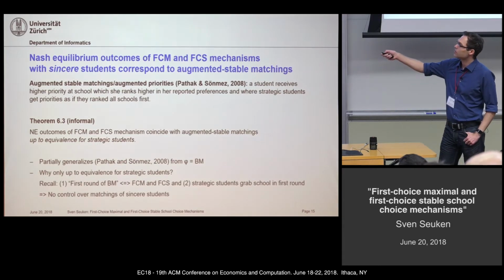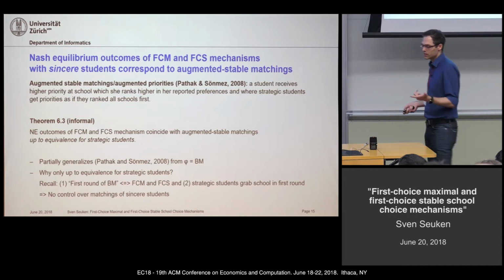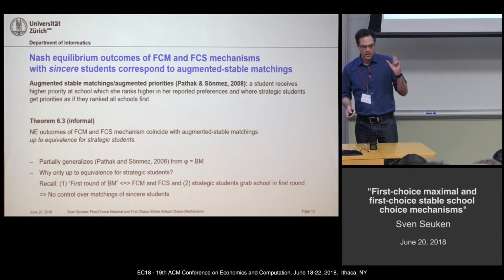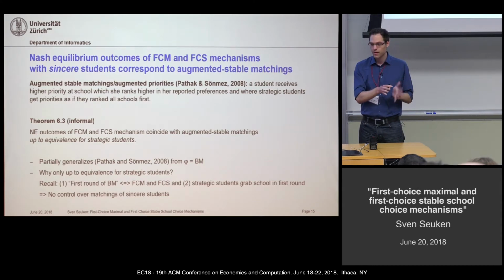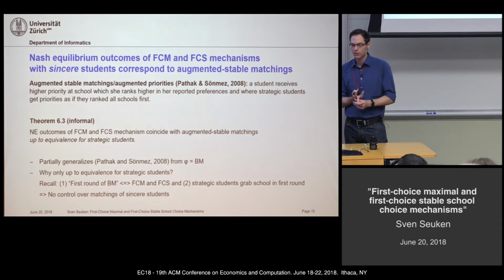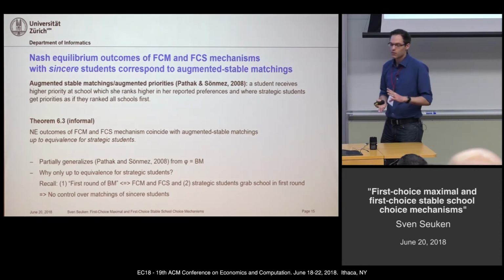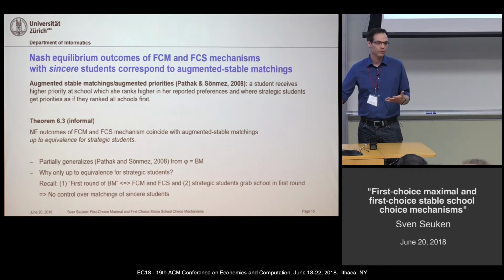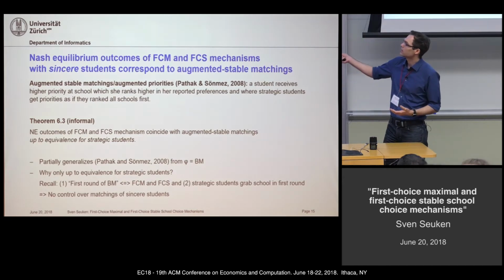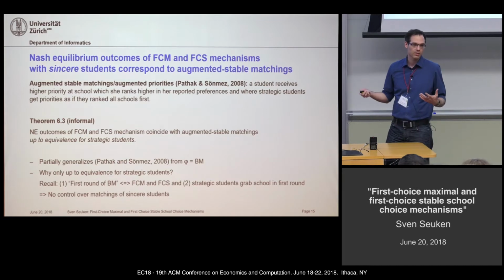Why this up to equivalence for strategic students? Recall that what we discussed so far, we said that first choice maximal and first choice stable mechanisms are defined essentially by the first round of the Boston mechanism, and the strategic students grab, in equilibrium, their equilibrium school in the first round of the mechanism. But it doesn't say anything about what the mechanism does with the sincere students in the other rounds of the mechanism. And so this is what the theorem doesn't make any statement about.